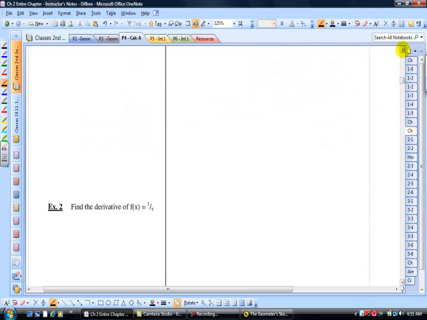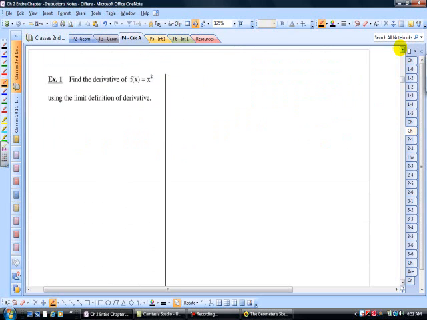All right, so here we go. Turn the page and let's get started on our first example here. Example 1, we need to find the derivative of x squared. f of x equals x squared, or y equals x squared, using the limit definition, because that's all you know right at this moment.